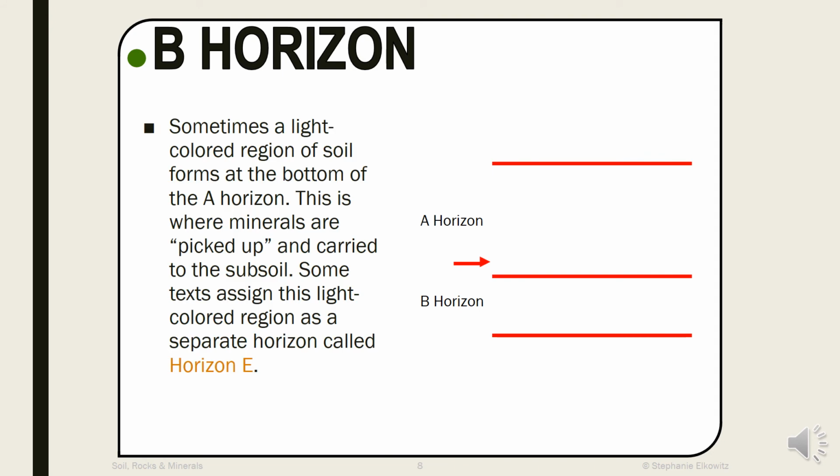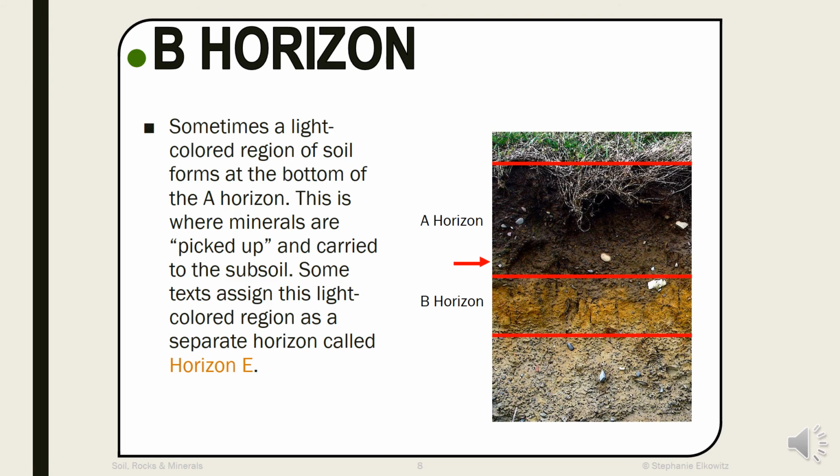Here is another layer which is present between the A horizon and B horizon, and that layer is called the E horizon. That layer is basically made up of minerals, and it helps the moving of the minerals from the A horizon towards the B horizon. So there is a light colored layer present between the A horizon and B horizon, and that layer is called the E horizon, which is made up of the mineral part.